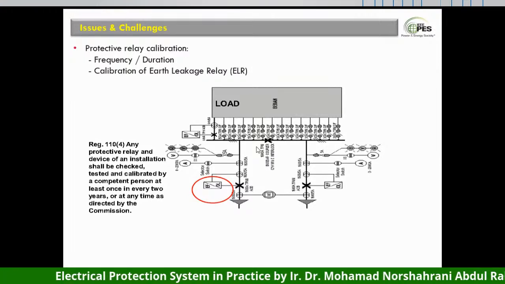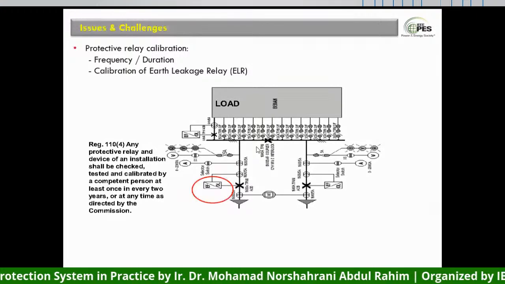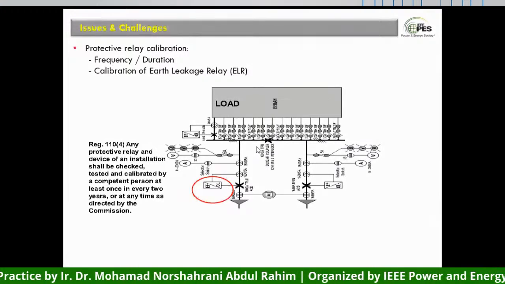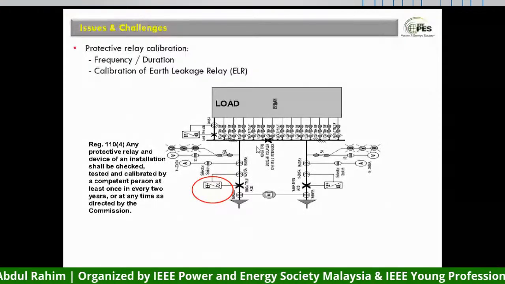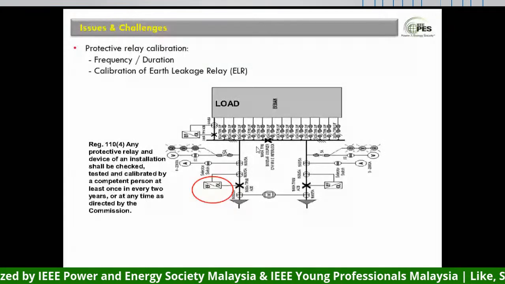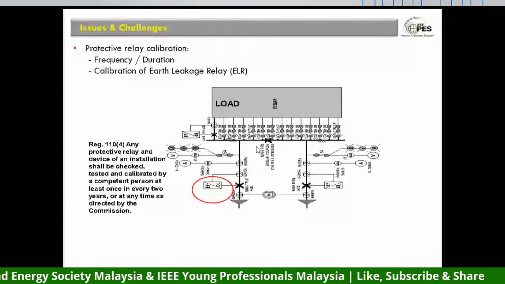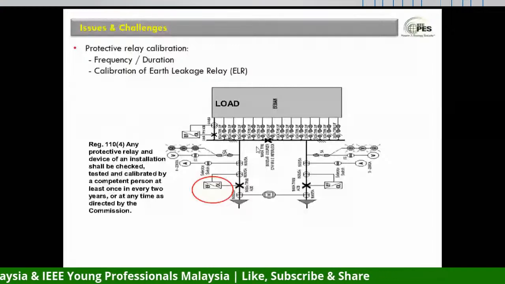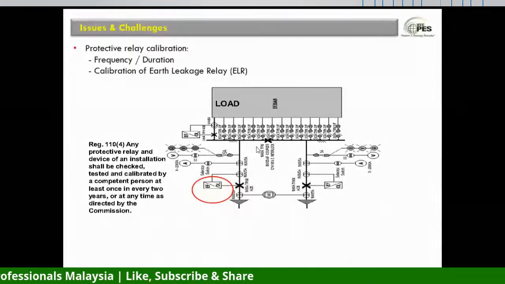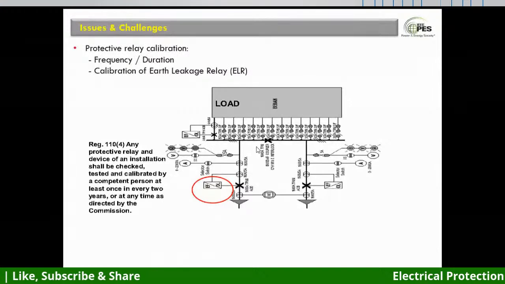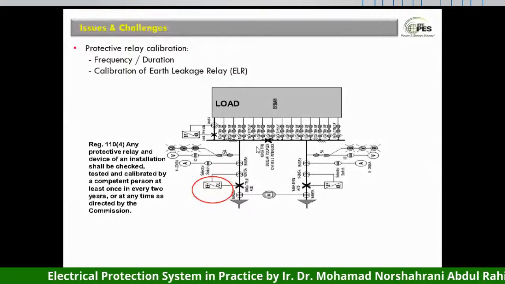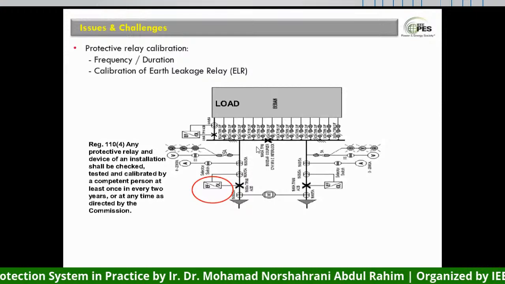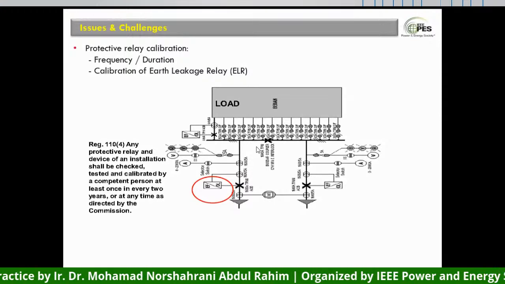by the Energy Commission. Sometimes there are different understandings of the definition of a relay. Some say that the ELR, earth leakage relay, is not a relay, so they don't calibrate it. By right, under the regulation, since the name itself is a relay, it should be calibrated every 2 years. Then there is also the frequency and duration. As we can see, this regulation specifies clearly every 2 years.